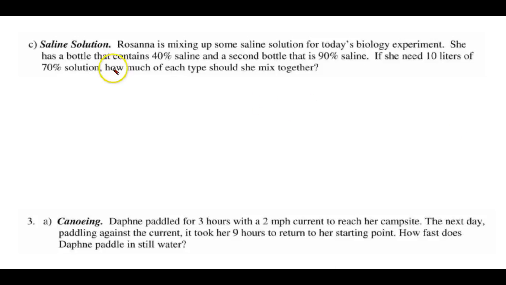Letter C is very similar. You have 2 types of solutions, a 40% that we will call X, a 90% that we will call Y, and again it's going to be X plus Y. This is the number of liters of 40%, the number of liters of 90%, and that's going to be 10 liters.